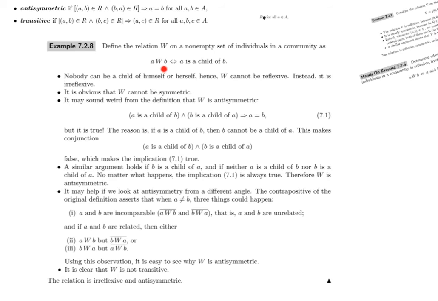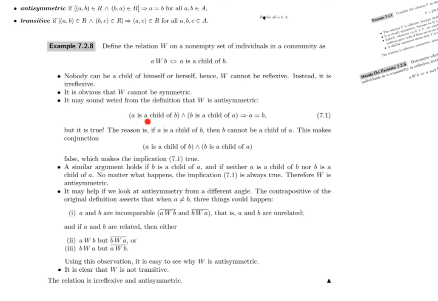If a is a child of b, then is b a child of a? Definitely not. So W cannot be symmetric. Now let's look at the definition of antisymmetric and try to apply it to W. So what that would say is, if a is a child of b and b is a child of a, then a equals b. Well, the question is, is this if-then statement true?